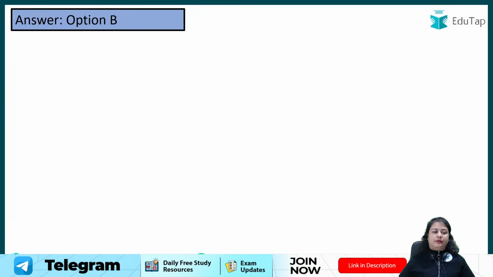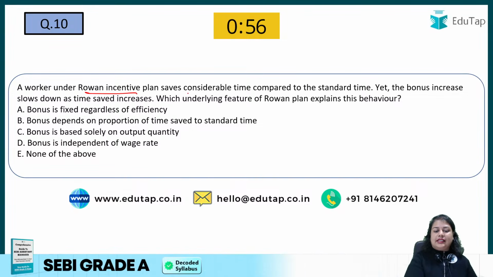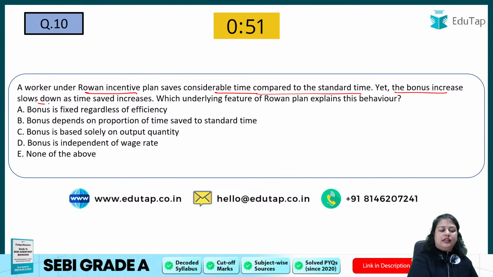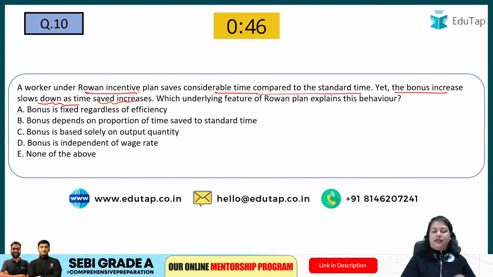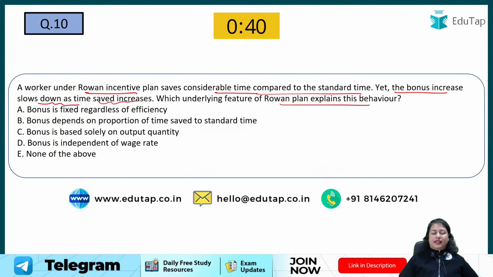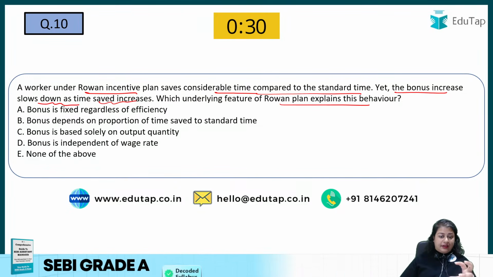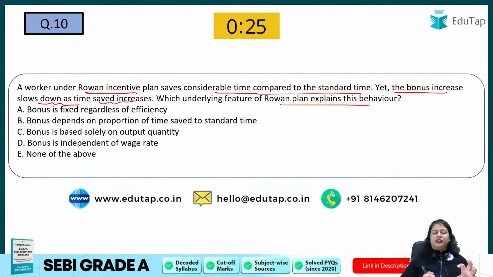Then question number 10. A worker under Rowan incentive plan saves considerable time compared to the standard time, yet the bonus slows down as the time saved increases. Which underlying feature of the Rowan plan explains this behavior? So basically we know in the wage rate, this Rowan plan says that okay, we will be giving the bonus, but it will depend upon the time saved to the standard time, okay, how much time you have saved and how much standard time we had fixed.